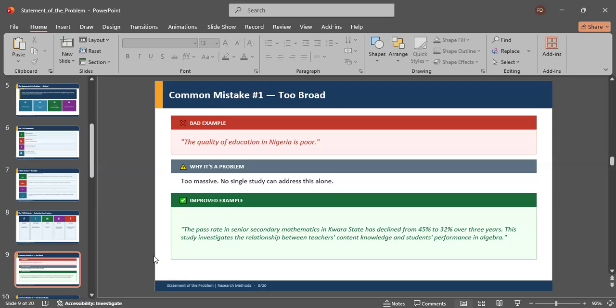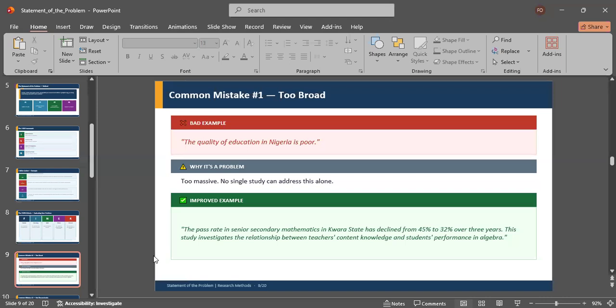Yes, it's showing a decline. So it has studied the last 3 years' results, which dropped from 45% to 32%. And now it's focusing on why this is dropping, which is what? Teachers' content knowledge and student performance. And then in algebra, just a topic in mathematics. Apparently, anybody carrying out this must have studied that. Algebra comes out every year in senior secondary school mathematics.